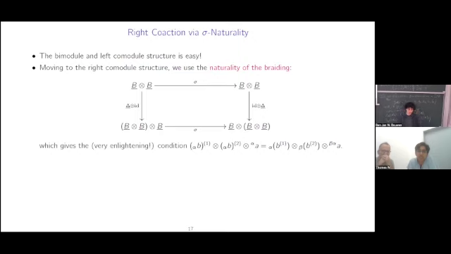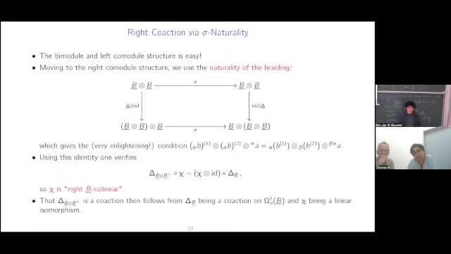And in particular, we also have to use the fact that the coproduct is a morphism inside the category. And this gives us this very enlightening condition, I mean, the technical things that you need in order to prove that this thing is well defined. Then after this, you can verify that chi is right B-colinear, or to say, that it intertwines these two maps that you have here, so this delta B and delta B tensor B plus. And then it follows that delta B plus is a coaction from the fact that delta B is a coaction at the level of the universal calculus, and now chi is a linear isomorphism.